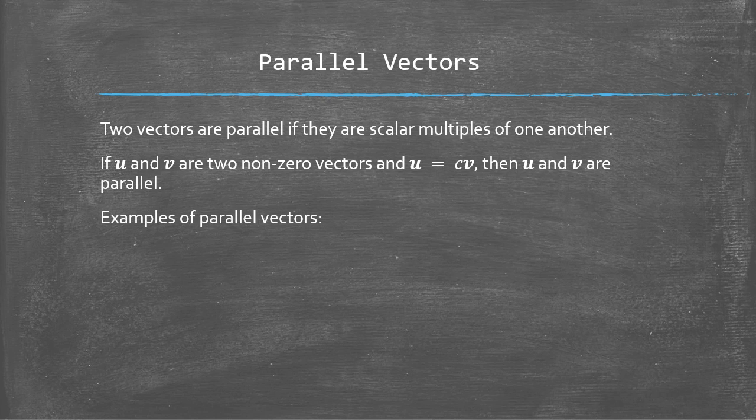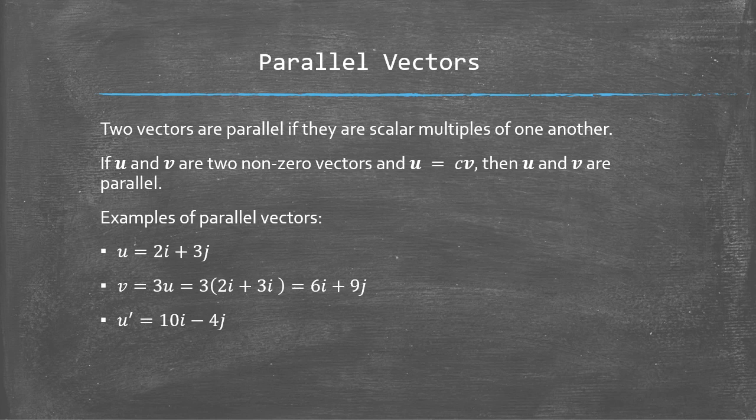Parallel vectors. If we multiply a vector by a scalar, the result is another vector, and these two vectors are parallel. So in this example, u and v are parallel. Another example, u prime and v prime are parallel.